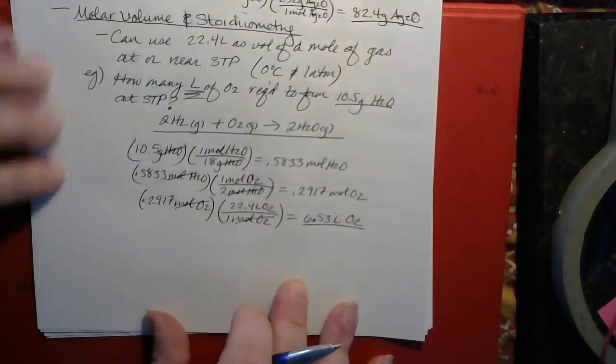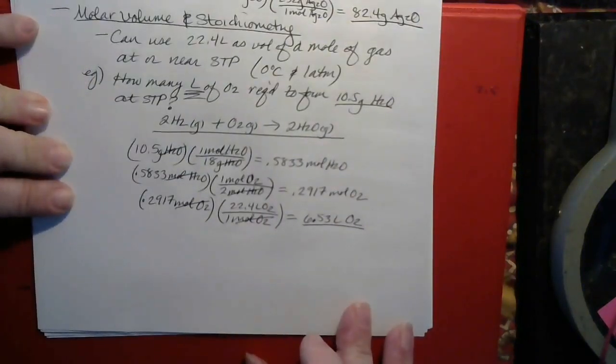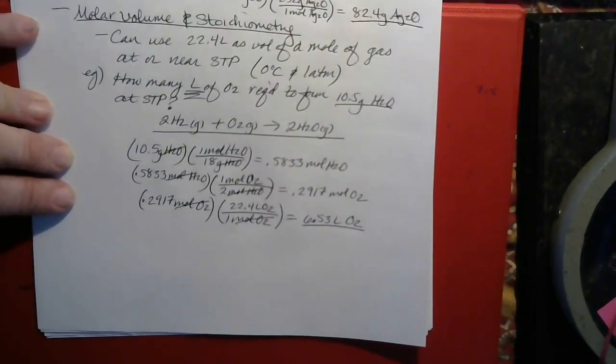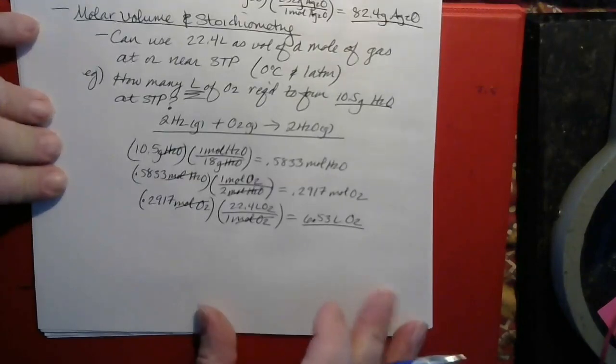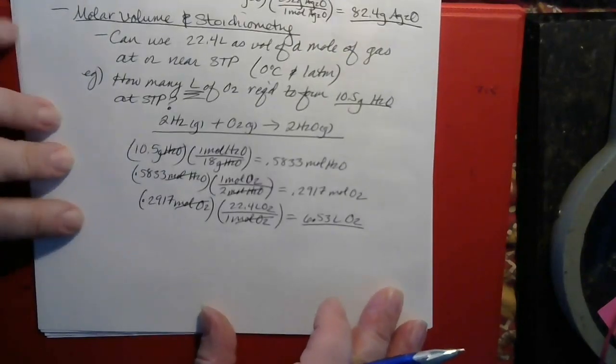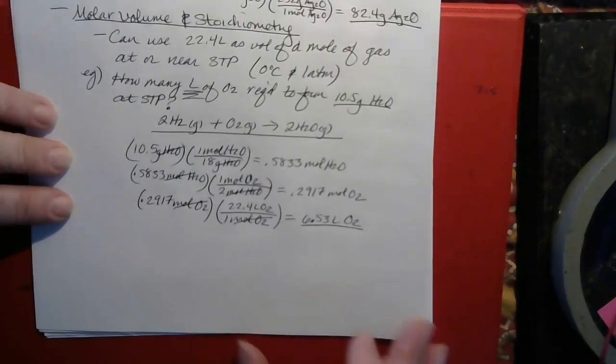You can only use 22.4 at STP though, or close to STP. At any other temperature, or any other pressure for that matter, you would have to use the ideal gas law. Okay.